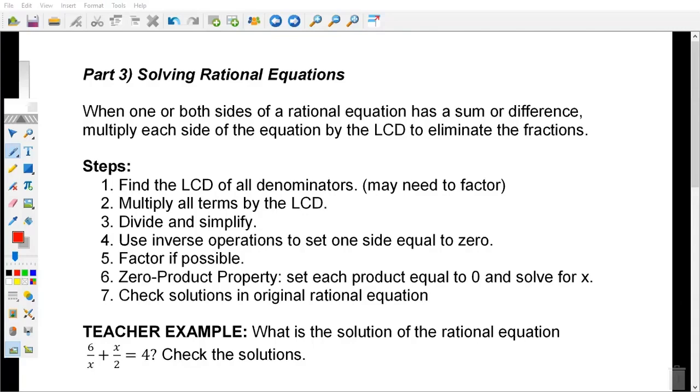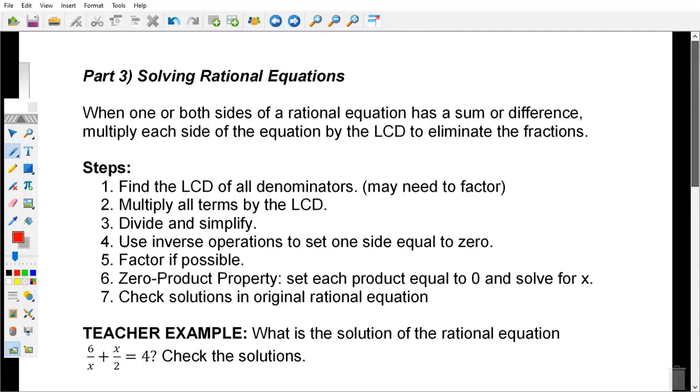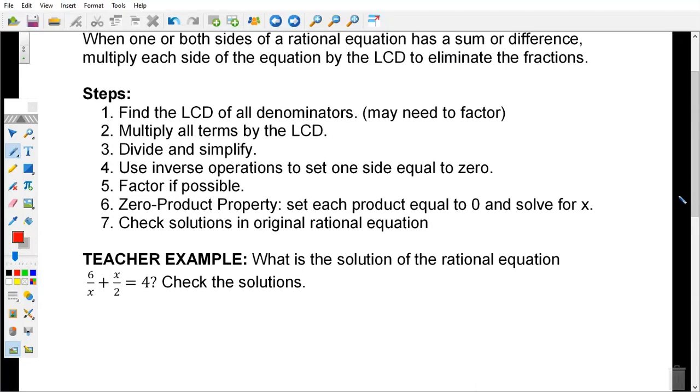I know. All right, here's 3.5E, part 3, solving rational equations, okay? So when one or both sides of a rational equation has a sum or a difference, you're going to make sure you multiply each side of the equation by the LCD to eliminate the fractions. The goal is to basically not have to work with fractions, but to turn it into a linear or quadratic or something that you're familiar solving. So first thing you want to do is find the LCD of all the denominators. You may need to factor.